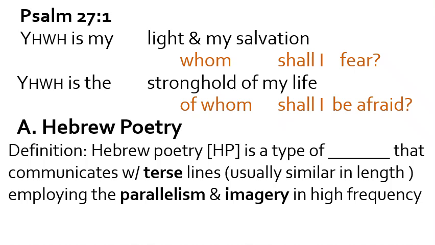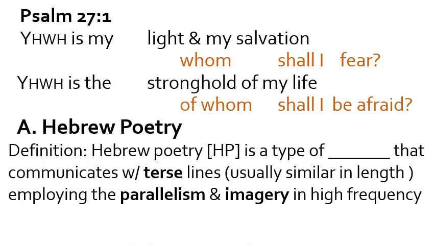In our common speech, we take terse to be negative because usually when somebody answers with a short answer, they're angry. But terse means short little lines employing parallelism and imagery in high frequency. So those are three big characteristics of Hebrew poetry. Short little statements. We don't get a ton of information. They are parallel, as you see from Psalm 27:1, the parallelism in the different elements of the phrases. And they employ imagery there.